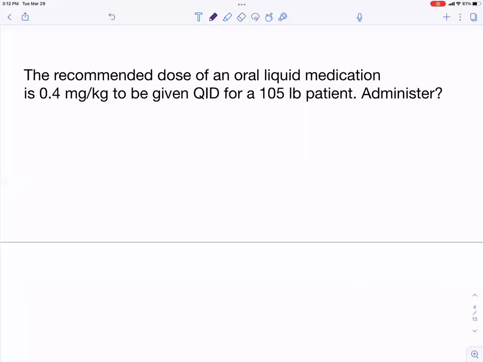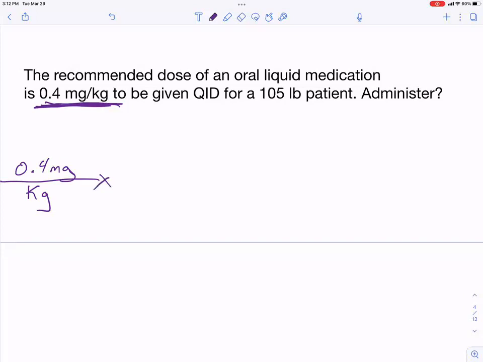So here's another example of a two-factor medication problem. And how do I know that? Because the order has 2 parts. So the recommended dose of an oral liquid medication is 0.4 milligrams per kilogram. And that's to be given QID, which is 4 times a day, for a patient that weighs 105 pounds. What am I going to administer? Well, we set up our problems with the given, and the given is 2 parts. 0.4 milligrams over kilogram, the weight.